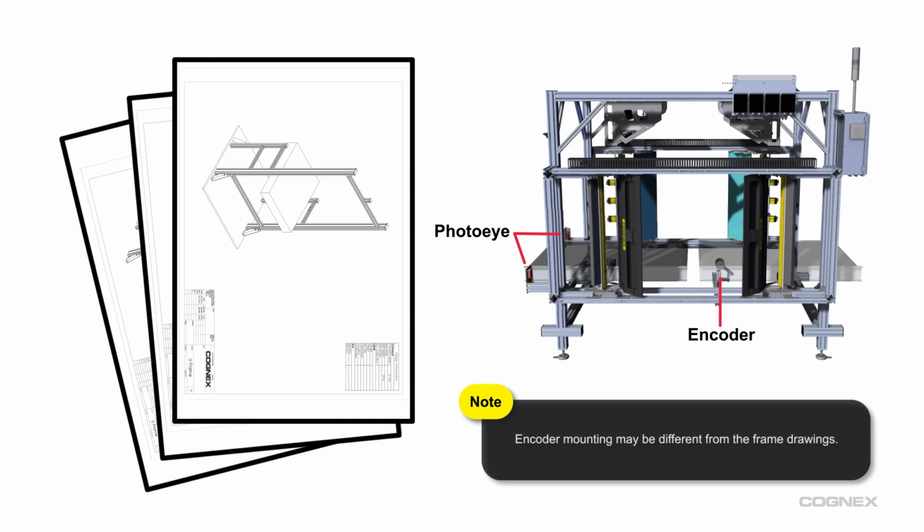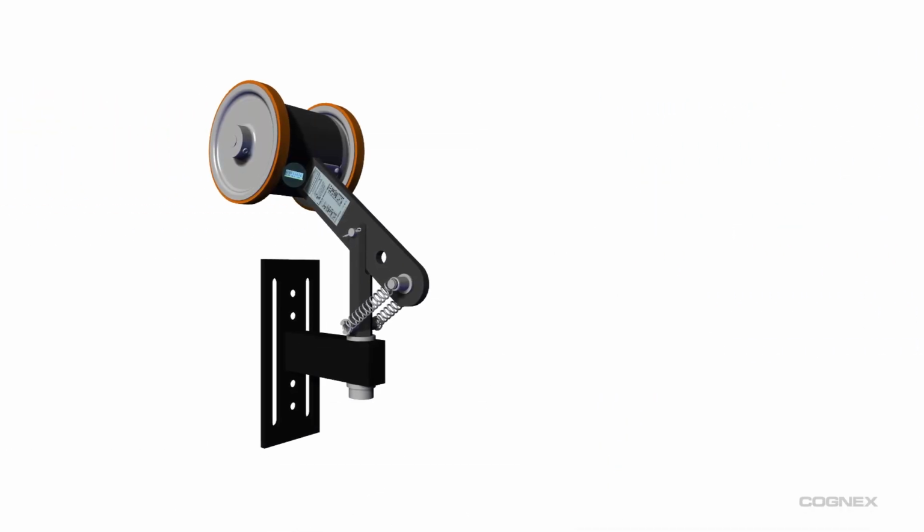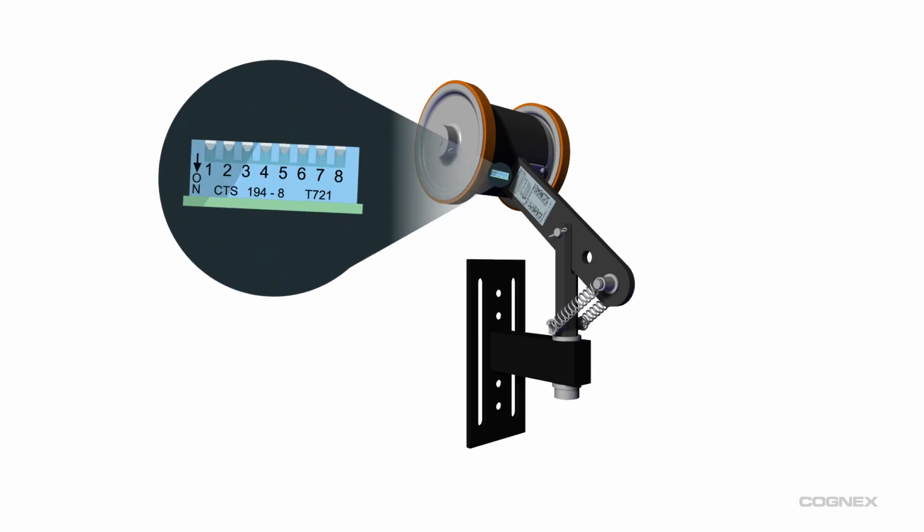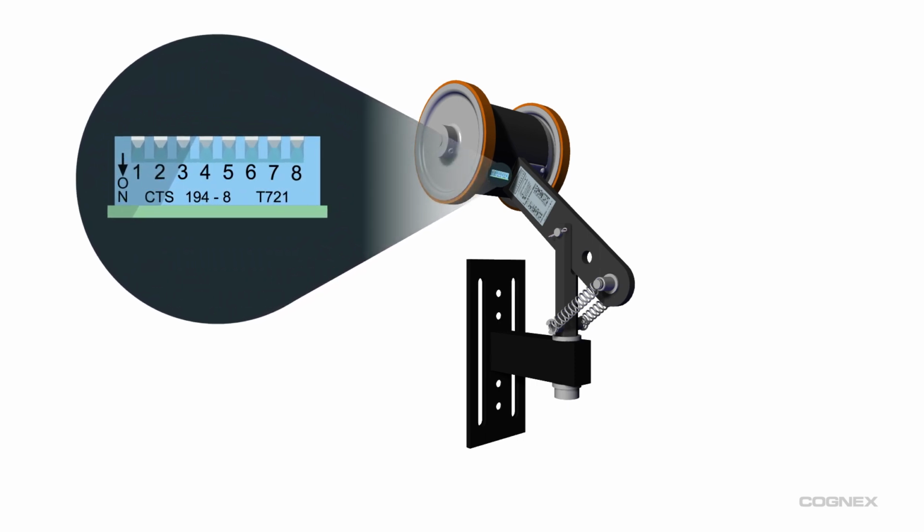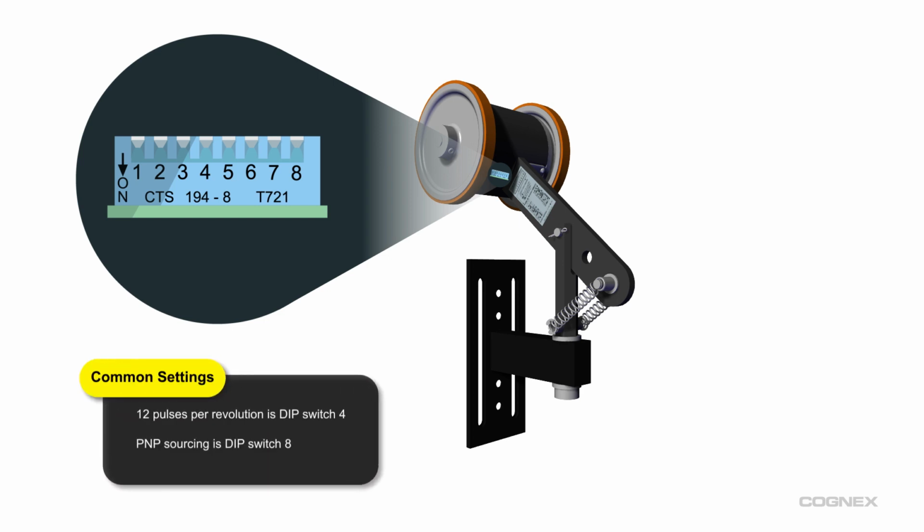Proper installation and mounting. Note that the encoder mounting may be different from the frame drawings. Before mounting the photocraft encoder, make sure the dip switches are configured correctly. The normal configuration of the dip switches for a scan tunnel is 12 pulses per revolution, which is dip switch number 4, and PNP sourcing, which is dip switch number 8.